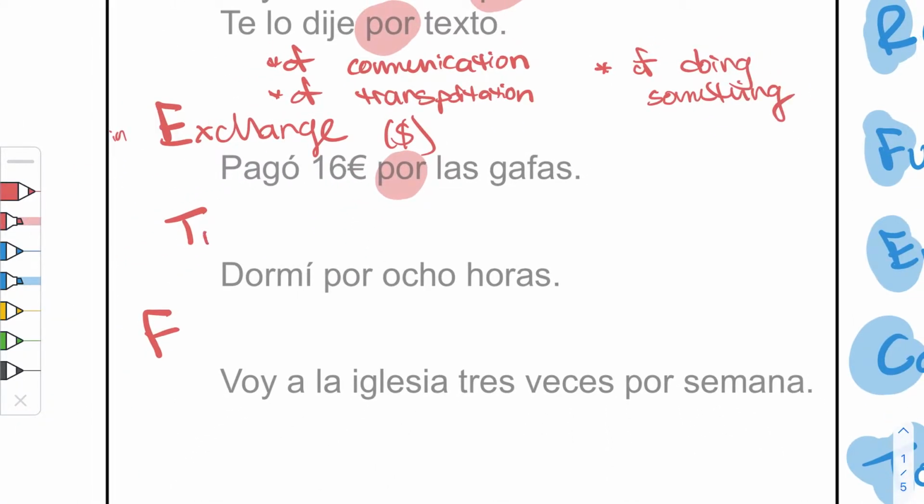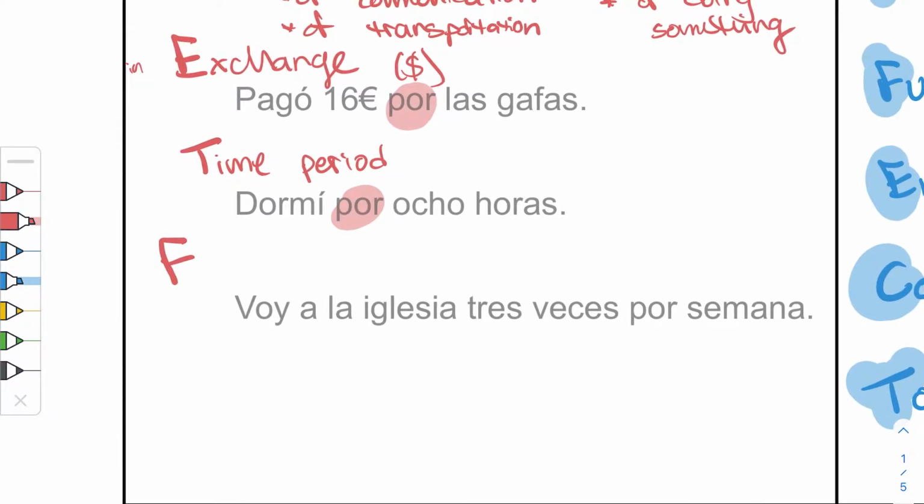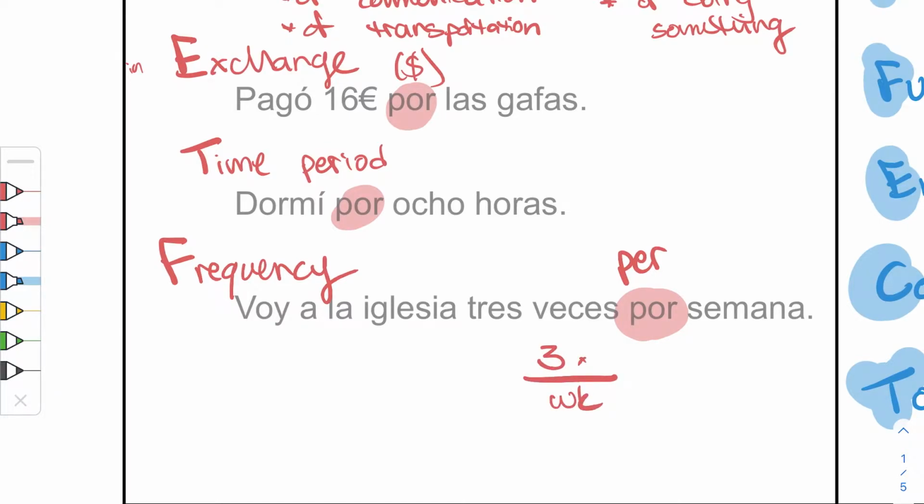Also, if you're talking about a time period, like how long you did something for, dormí por 8 horas. I slept for not 18 hours, yikes, for 8 hours. And then the F in comet F is for frequency. In this case, we're not translating like for, por is more like per, like a rate. So, voy a la iglesia 3 veces por semana. I go to church 3 times per week. So that per being your rate kind of deal.